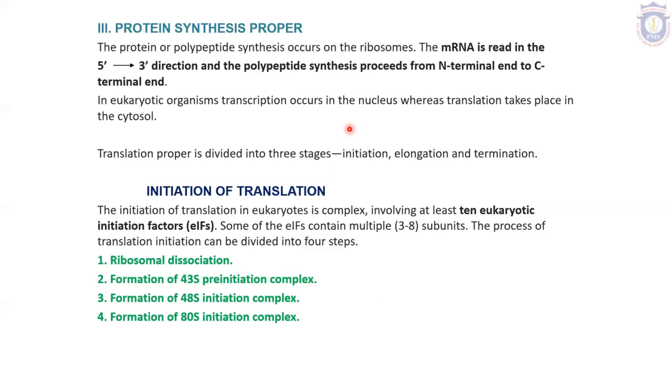Initiation of translation. The initiation of translation in eukaryotes is complex, involving at least 10 eukaryotic initiation factors. Some of the eukaryotic initiation factors contain multiple subunits, sometimes 3 to 8 subunits may be present. The process of translation initiation can be divided into 4 steps: ribosomal dissociation, formation of 43S pre-initiation complex, formation of 48S initiation complex, and finally the formation of 80S initiation complex.